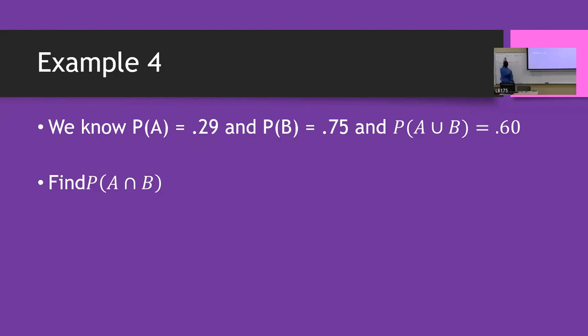Probability of A, 0.29. Probability of B is 0.75. Probability of union is 0.60.